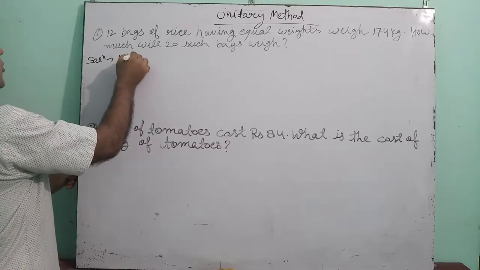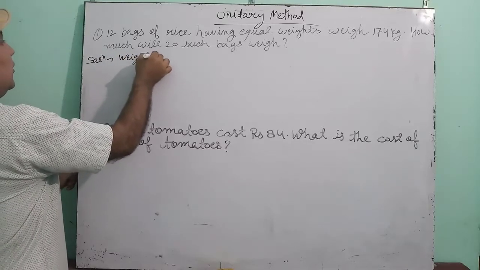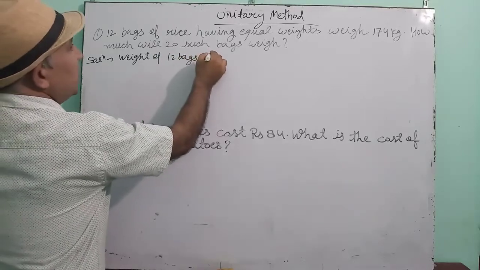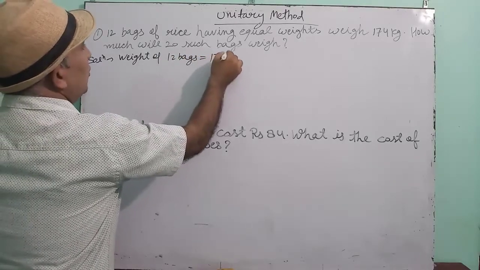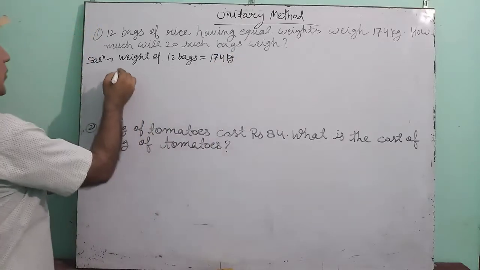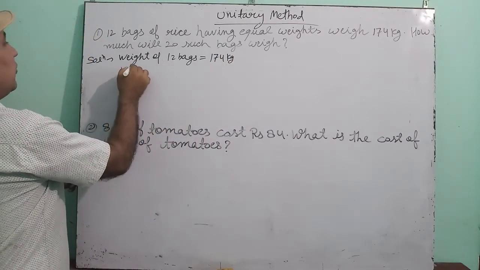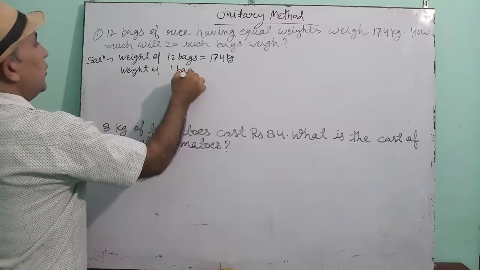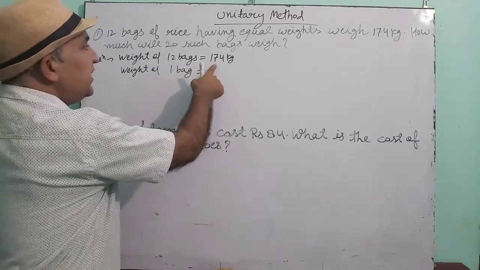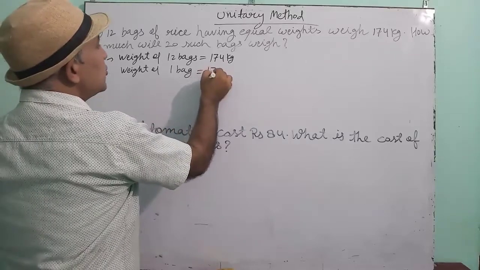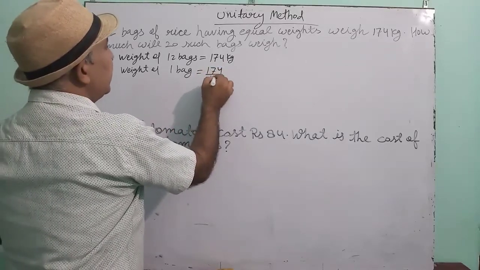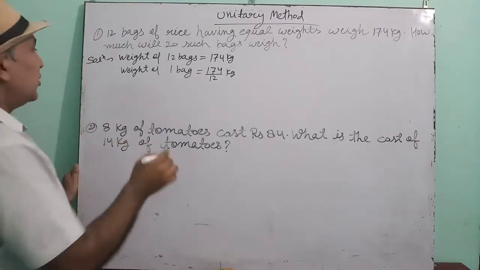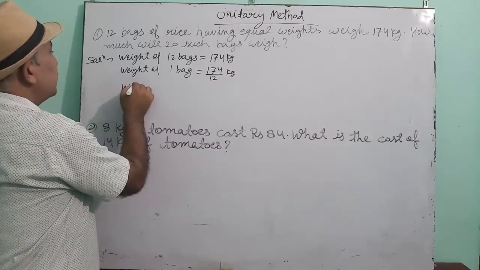You are watching that weight of 12 bags is equal to 174 kg. Then what will be the weight of one bag? Weight of one bag will be less than 174. So 174 will be divided by 12. This is the weight of one bag. Now we can find the weight of 20 bags.